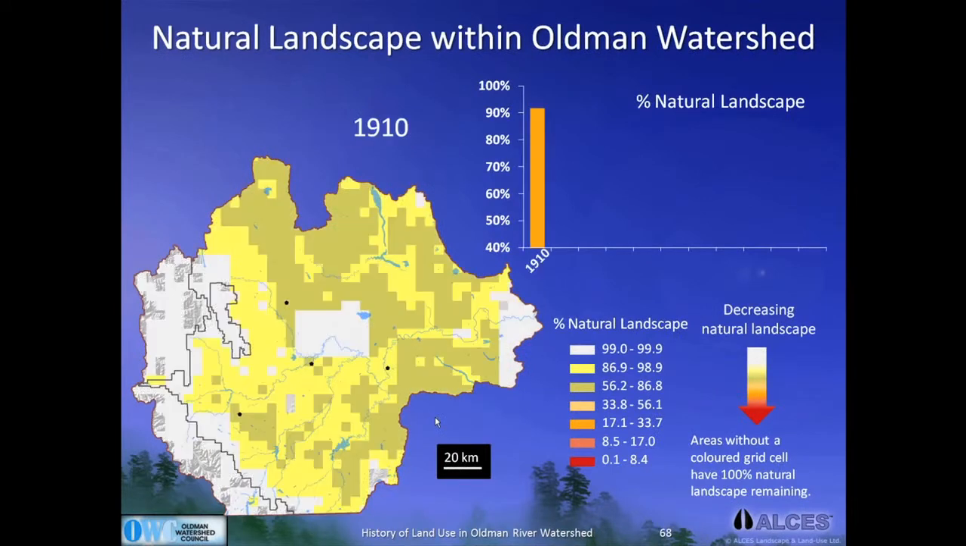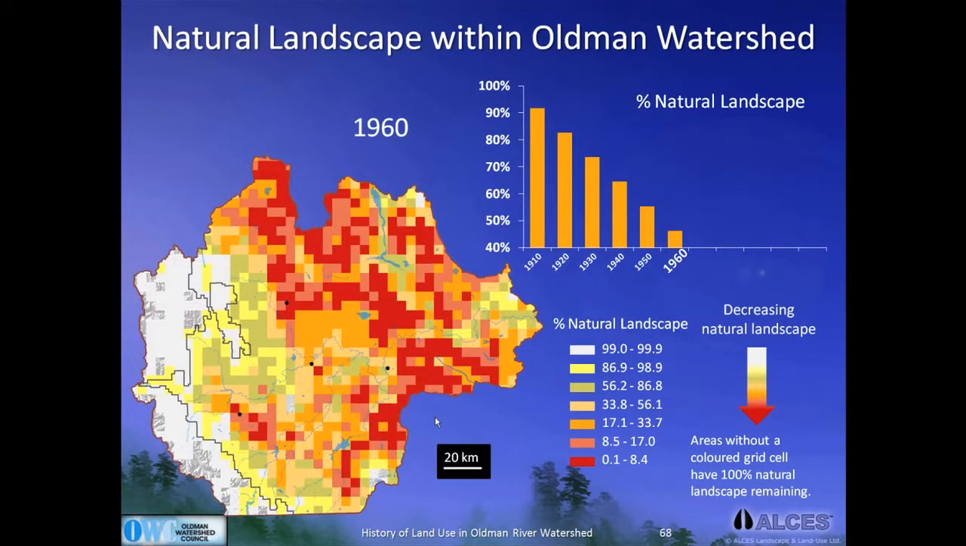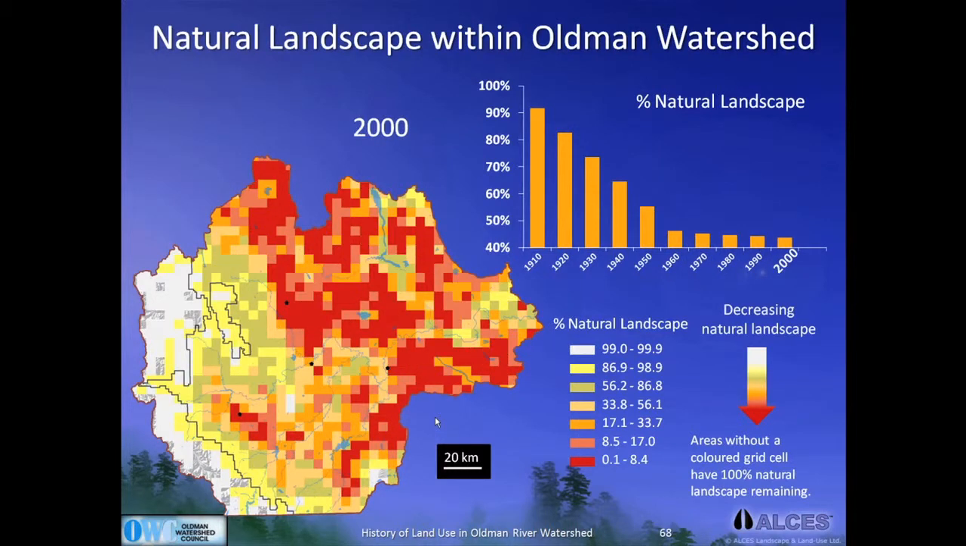The total amount of the landscape that's natural has been declining through time, and here we get to see those areas where almost all of the natural plant communities have been removed. The good news is that much of the western one-third still contains a significant amount of natural landscape.